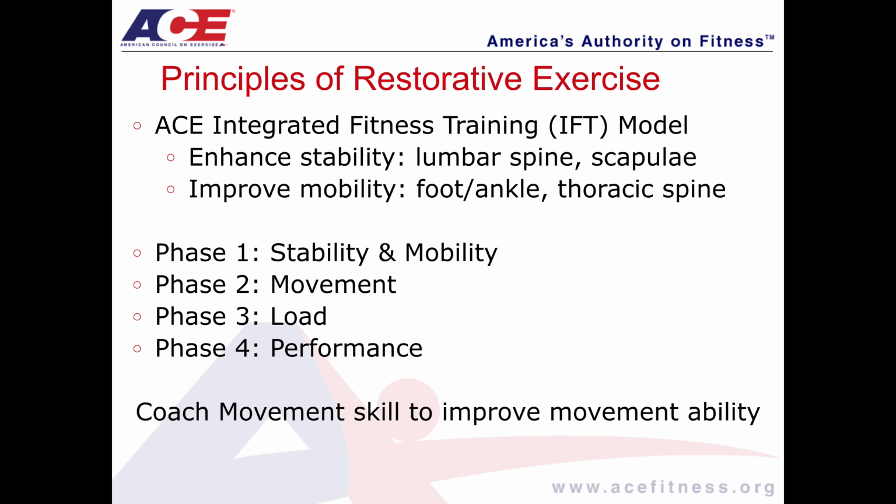The hip isn't written in here, sorry, I overlooked that. But your foot, ankle, hip, and thoracic spine are your most mobile areas. But those are the areas at the highest risk of losing mobility. So if you lose mobility in your foot, it could mean you lose mobility in your hip. If you lose mobility in your hip, you lose mobility in your thoracic spine. That's why the ACE IFT model goes through these 4 phases, because we have to restore stability to the stable joints and enhance mobility of the mobile joints.